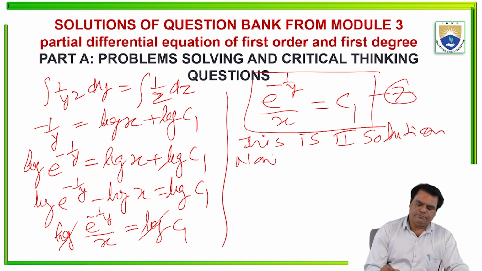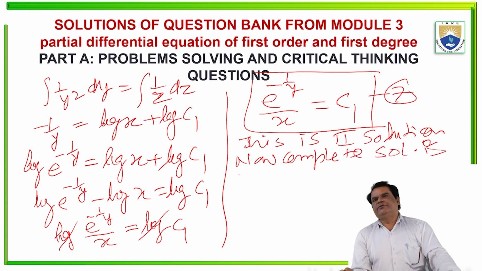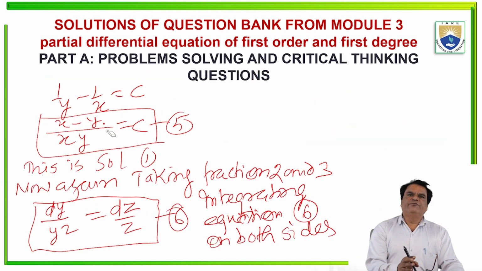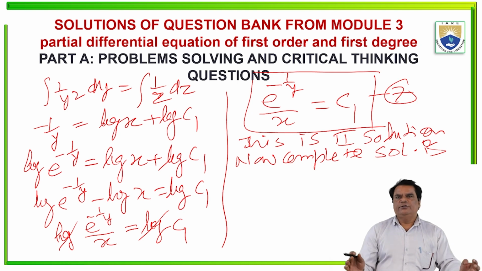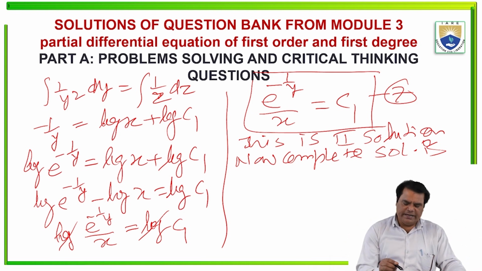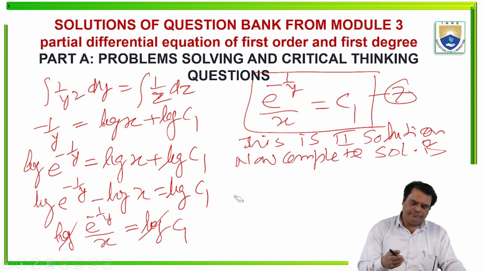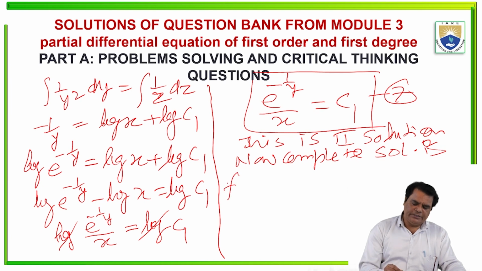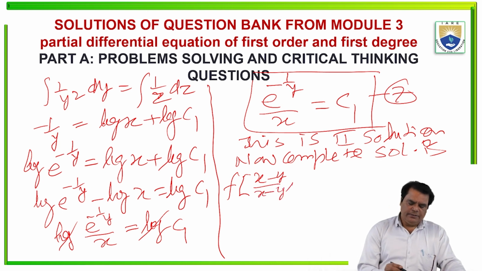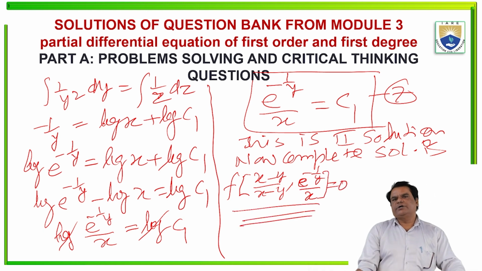Now the complete solution is the combination of solution 1 and solution 2. Solution 1 is equation 5 and solution 2 is equation 7. So we combine them in the form of a function. The first solution is x minus y upon xy, and the second solution is e to the power minus 1 upon y upon z, and this function equal to 0. This is the answer, the complete solution.